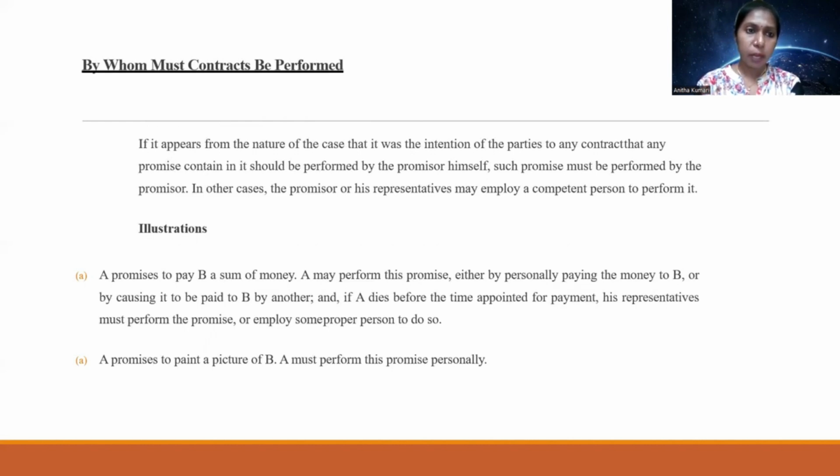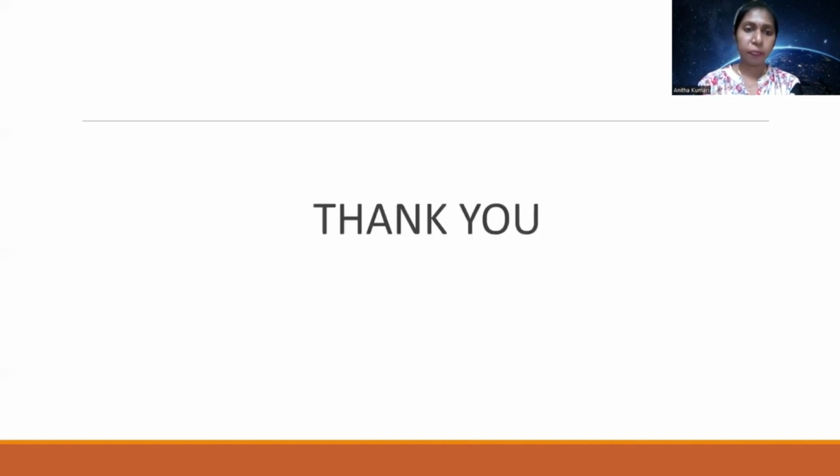So already we have seen by whom the contract must be performed. For example, A promised to pay B a sum of money. A may perform this promise either personally by paying the money to B, or by causing it to be paid to B by another person. This is also accepted.